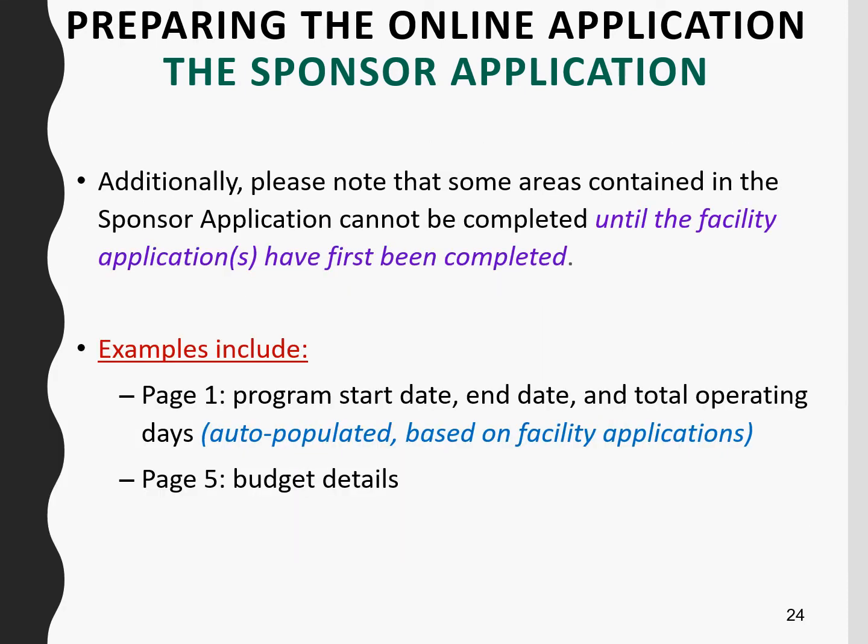Additionally, please note that some areas contained in the sponsor application cannot be completed until the facility applications have been completed. Examples include, on page 1, your program's start date, end date, and total operating days are auto-populated only after your facility applications are completed. Again, on page 5, your budget details cannot be completed until your ADP has been entered in the facility level applications.